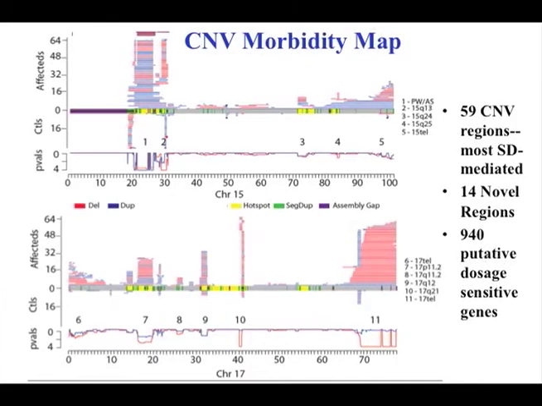And what's really cool about these regions, so there's 59 CNV regions, there's 14 new regions that we identify that reach statistical significance, and underlying these regions, these 59 plus 14, are a total of 940 of the 20,000 human genes. It doesn't prove that any one of those individual genes is actually causative, but it says some subset of that 940 is important to actually consider.